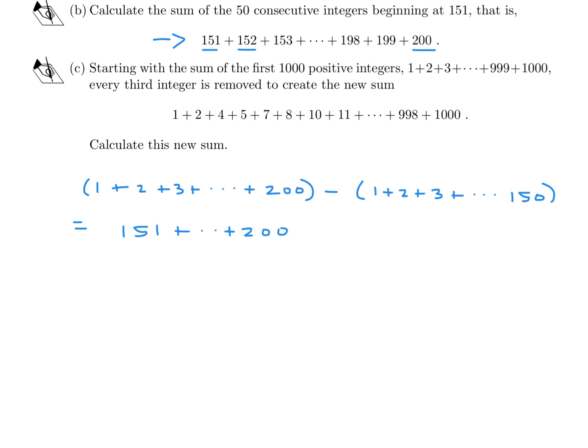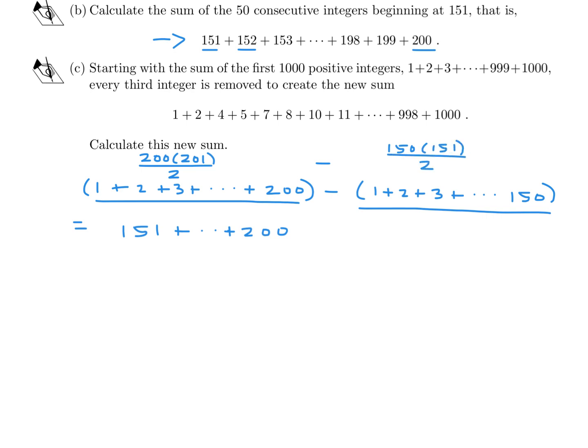Now, this first part is easy. I think we just did that. It'd be 200 times 201 divided by 2. And then the second part is 150 times 151 all over 2. So if I were to do that math, it's 20100 minus 11325, and that is 8775. So that's an interesting way of using that formula to calculate that sum.